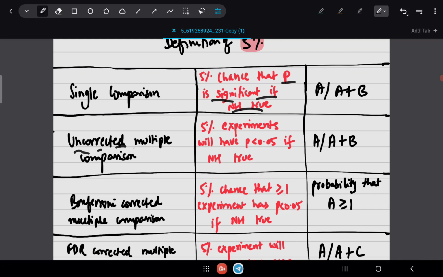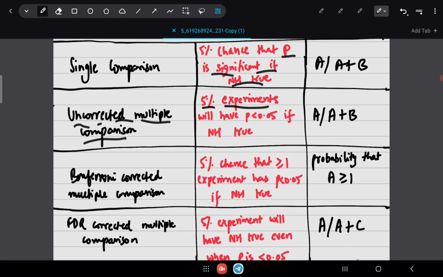When it is an uncorrected multiple comparison and the threshold for each comparison is 5%, it means the interpretation is that 5% of experiments can have a significant p-value. But when you have corrected with Bonferroni correction, the family wise error rate is 5% now. So the interpretation of 5% changes: it is a 5% chance that at least one or more than one comparison can be statistically significant if the null hypothesis is true for all the comparisons, right?